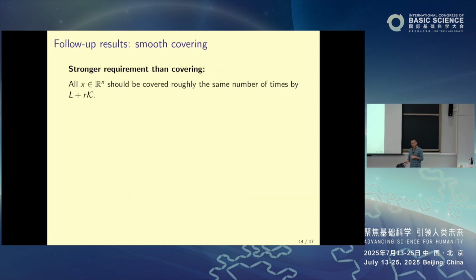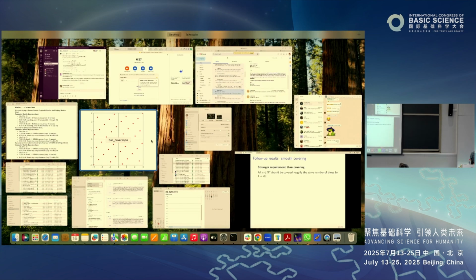Okay, so let me tell you a little bit about follow-up work we did with the same set of authors. For the covering problem, we only want each point in space to be covered at least once by a ball or by K. But we can require something even stronger, right? We can ask for a lattice and a set K such that if I look at L plus rK, not just all points in R^n are covered, but all of them are covered roughly the same number of times, right? So we call this uniform covering.